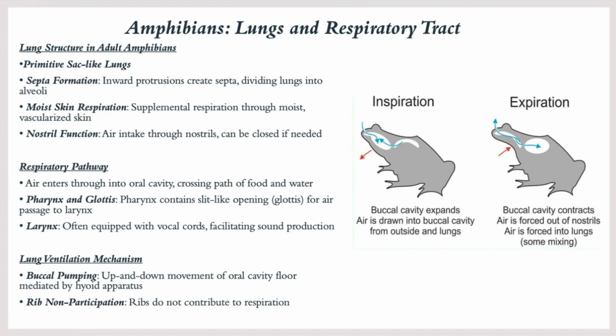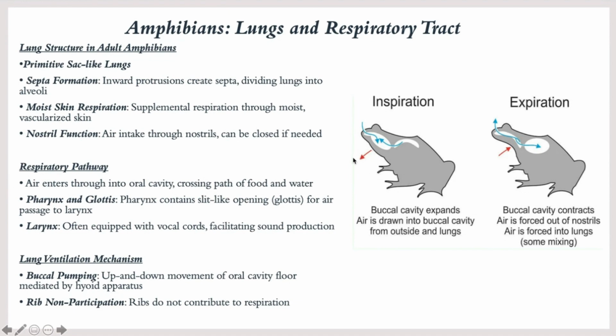Whereas the amphibians don't really have this, because they are smaller animals, and because of their pharynx and their glottis. Their pharynx has slit-like openings, which are referred to as the glottis, and this is the structure which allows their air to go into the larynx. Their larynx is the structure which has the vocal cords that allow for sound production.